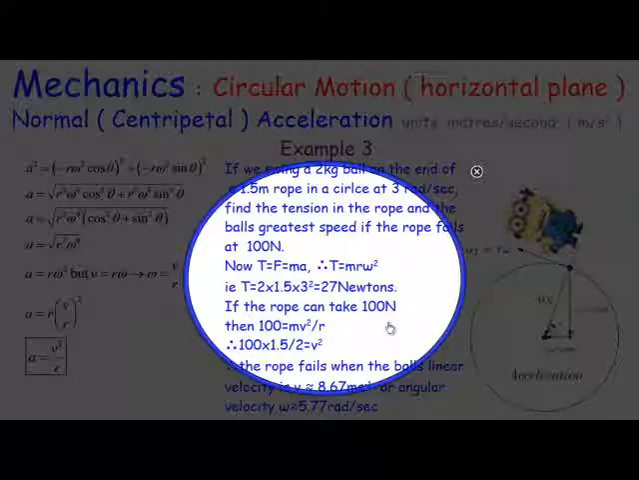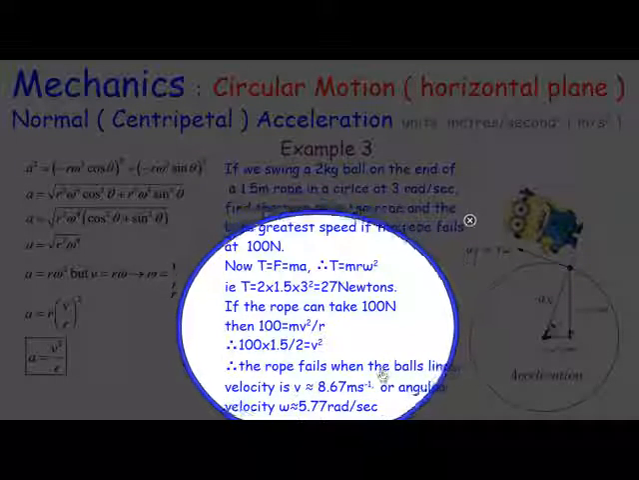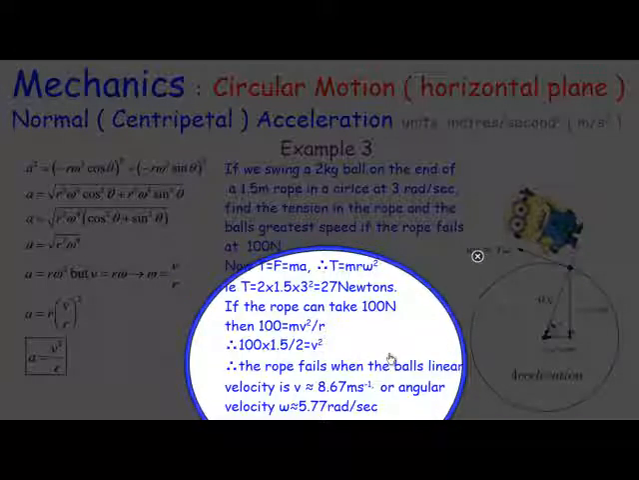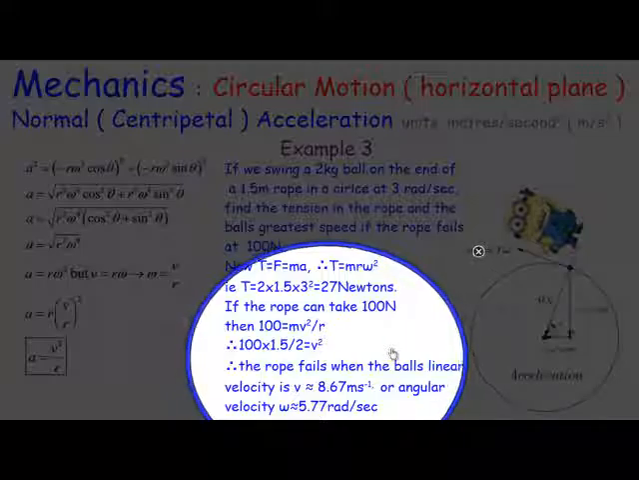Now we have to work out what velocity it's going to fail at. Basically we know that 100 would equal m v squared on r. We know the radius and the mass, and we just have to work out what the velocity is. The velocity works out to be about 8.67 meters per second, and after that particular speed, it would fail.